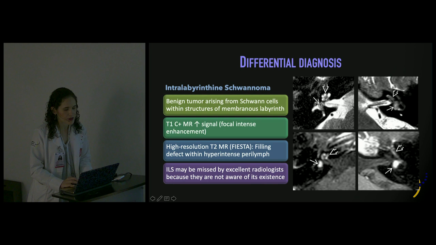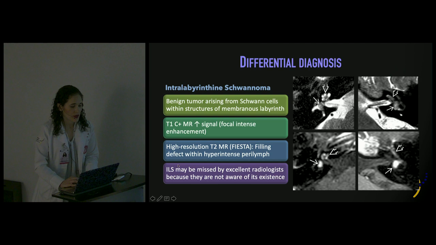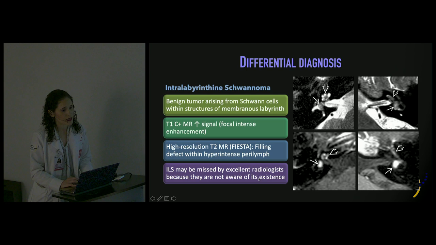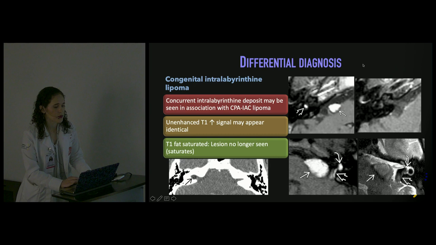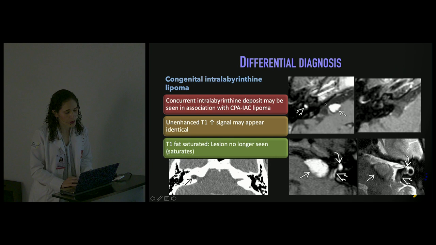The intralabyrinthine schwannoma may be missed by excellent radiologists because they are not aware of its existence. So we should always keep this diagnosis in mind if we see a filling defect in the inner ear, okay? The last differential diagnosis is the congenital intralabyrinthine lipoma.